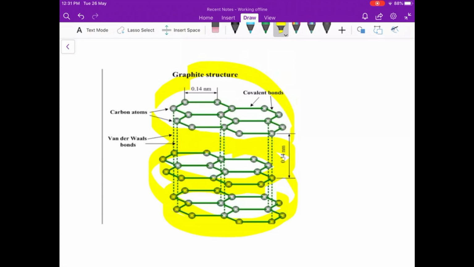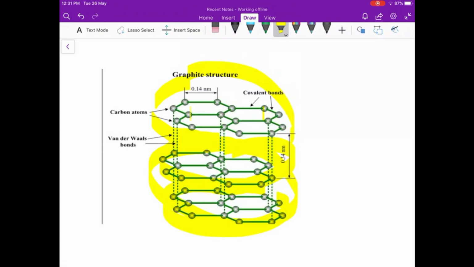Because of that, a question is asked: why is graphite very slippery? It is because these parallel layers are connected with each other through van der Waals force, which is very weak and can be easily broken by small stress. A small physical force can break it. So graphite is usually very slippery to touch, and that is why graphite is also used as a dry lubricant.